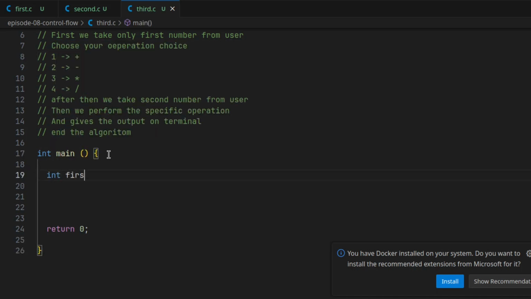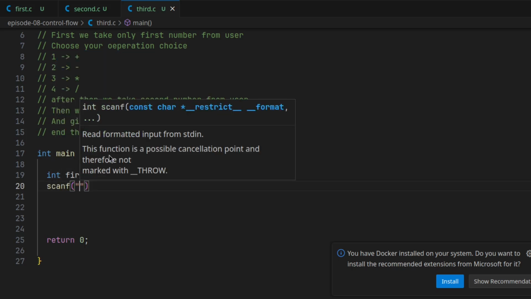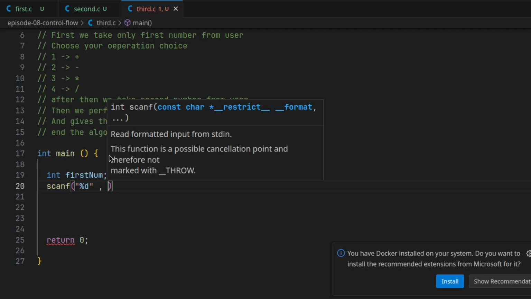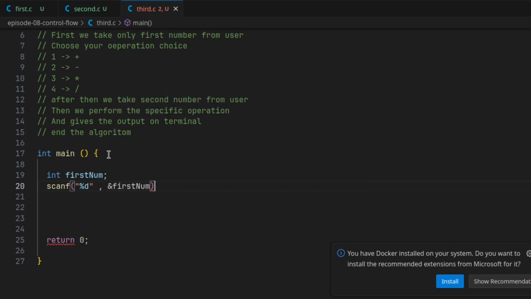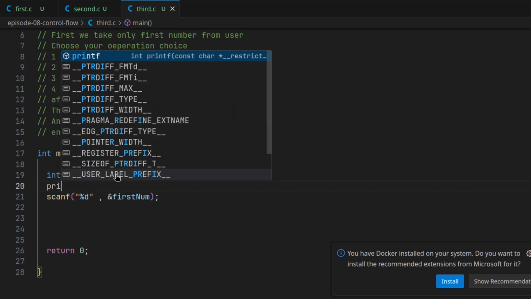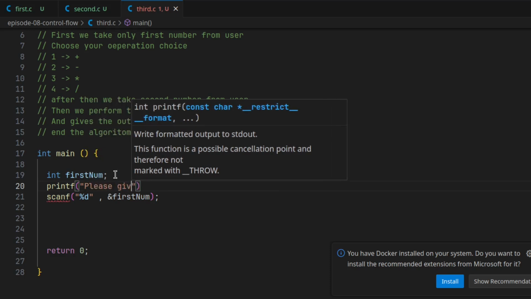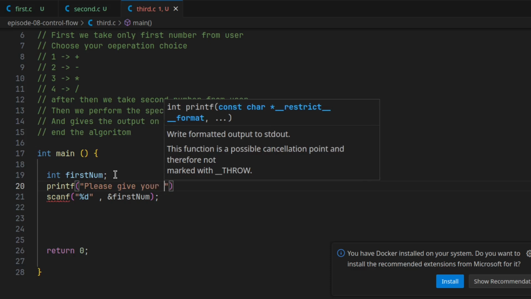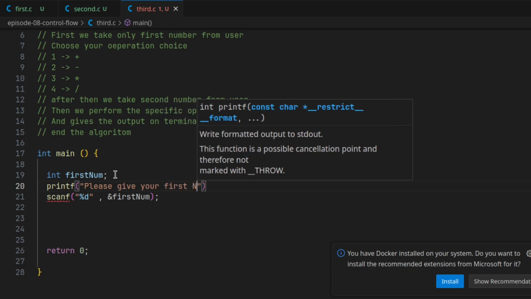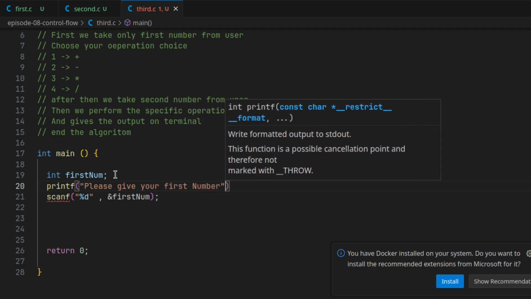So int first num, scanf %d, ampersand first num. But before the input, we can print the statement on the terminal for the user side. Okay, please give a first num. Please give your first number.